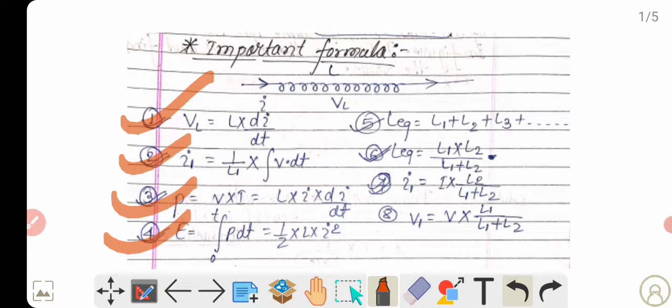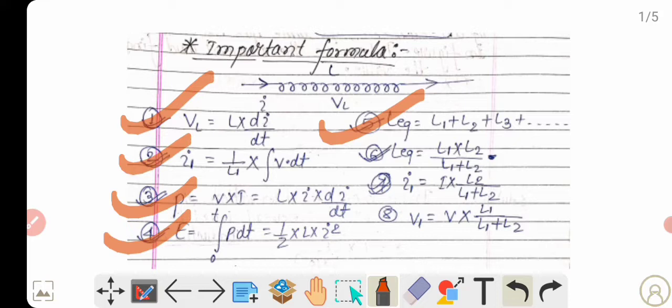If you want to calculate the equivalent of inductances connected in series, then we use the formula L equivalent is equal to L1 plus L2 plus L3. If you want to calculate the equivalent of inductances connected in parallel, the formula here is given for two inductors, and if n number of inductors are connected, then we use the formula 1 by L1 plus 1 by L2 plus 1 by L3 plus dot dot 1 by Ln is equal to 1 by L equivalent.